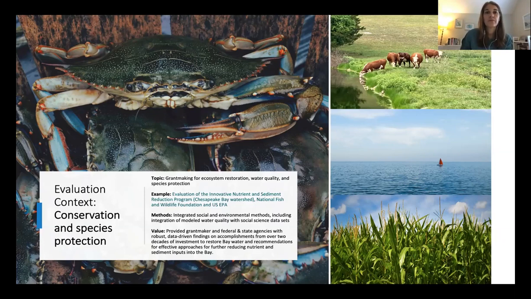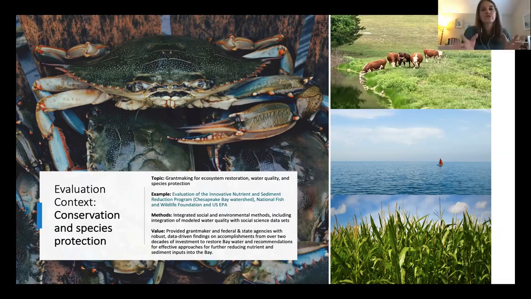And this particular grant-making portfolio was focused on nutrient and sediment runoff and reducing those across the landscape. And I could talk for days on this also, and I'm happy to share. Our report's actually available online. This was a very big undertaking, and we integrated environmental water quality modeling and data sets, environmental parameters, along with social science data streams from several surveys and interviews with grantees, interviews with folks in the watershed working on environmental and watershed issues who were not grantees.